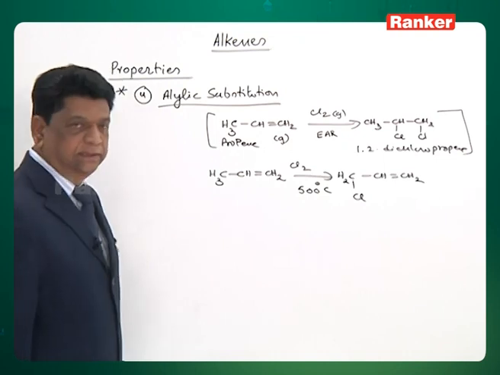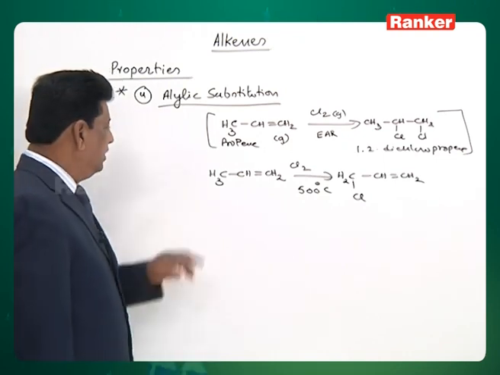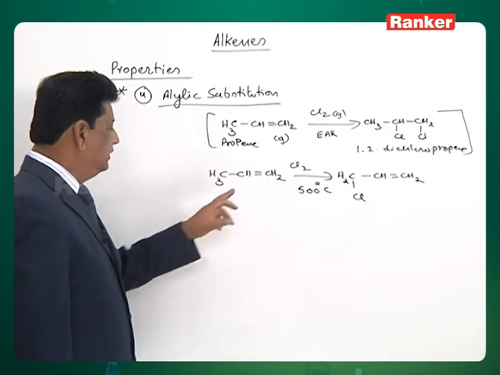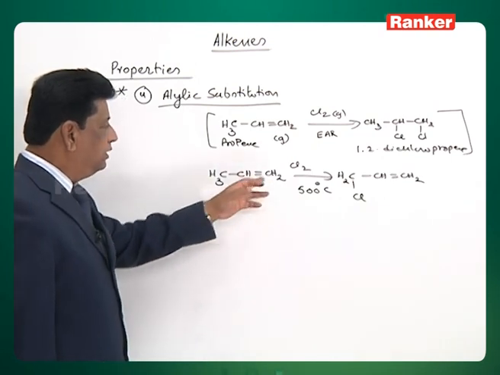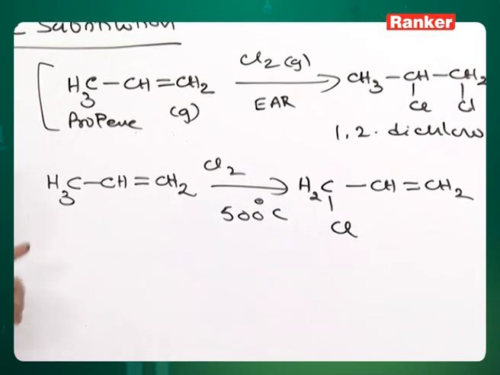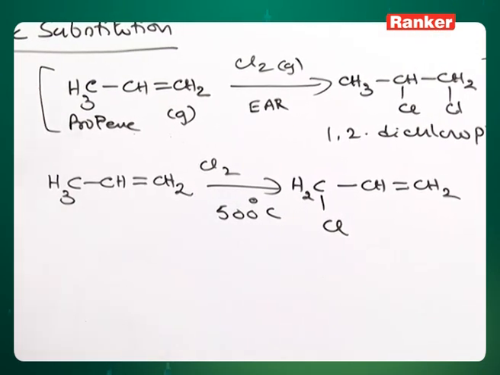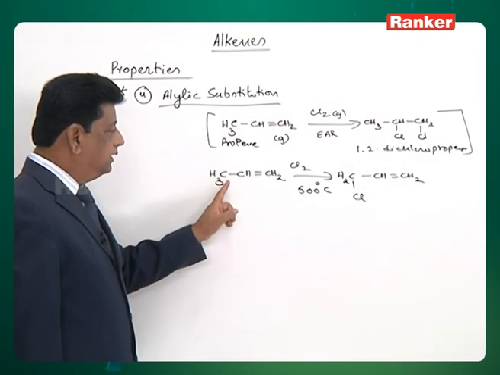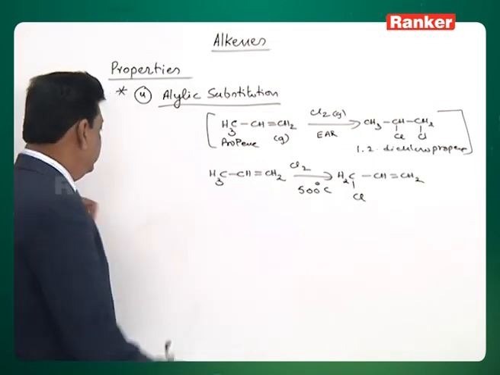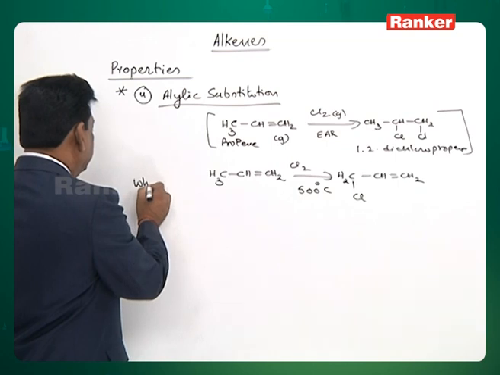Why is addition not taking place? That is the first question. Why is this substitution taking place at this carbon, CH3, and why not on this side? There are many hydrogens on the alkene also, but those hydrogens are not showing substitution. The carbon next to the double bonded carbon is called the allylic carbon. Substitution is taking place on this allylic carbon. Why this is happening is now the question.